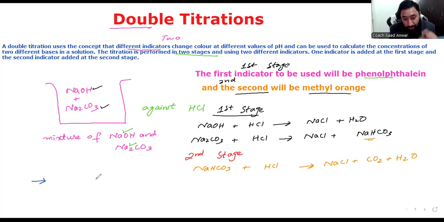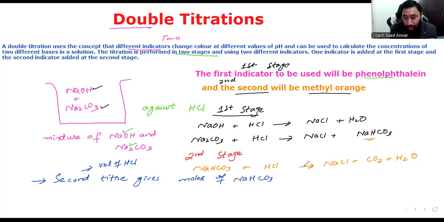So the first point is the second titer. So what is the second titer? Remember, second titer means the volume of hydrochloric acid. Titer means the liquid that is present in the burette. So second titer means the volume of HCl that has been used in the second stage. Second titer gives moles of sodium hydrogen carbonate. And here you can see sodium hydrogen carbonate to sodium carbonate is 1:1.